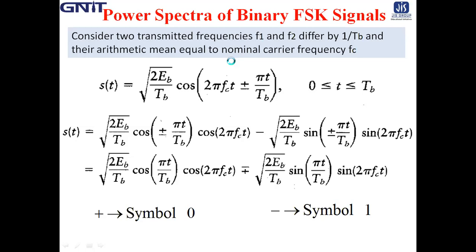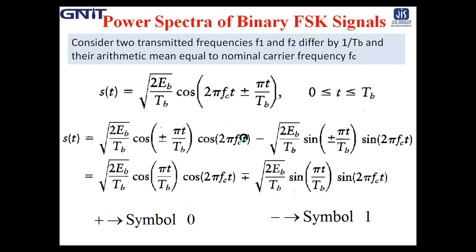as follows. Say S(t) equal to square root of 2 EB by TB cos(2 pi FC t plus minus pi t by TB), where t belongs to 0 to TB. Now just simplify it with a trigonometric identity. So cos(A plus B) equals cos A cos B minus sin A sin B.